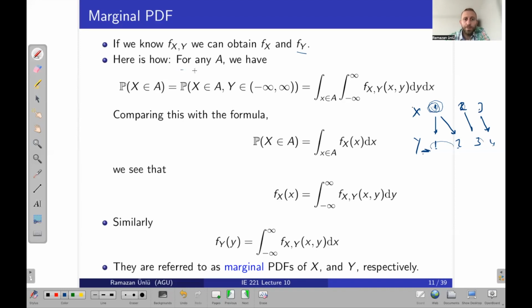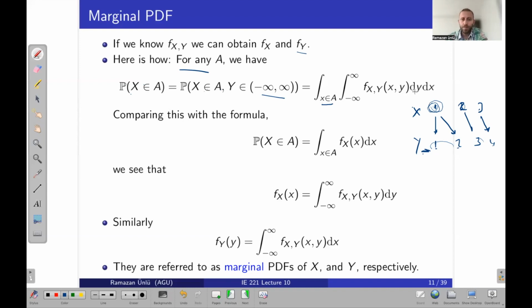So for any A, which is the event, we have the probability of x in A. Actually, that is saying the probability of x in A and y in infinite values. The same logic here: I will fix the x, and I will look at all possible y values for that fixed x. And that is the 2 integrations, one for the y and one for the x. X is in A and the y is infinite, which is the f of x and y dy dx.